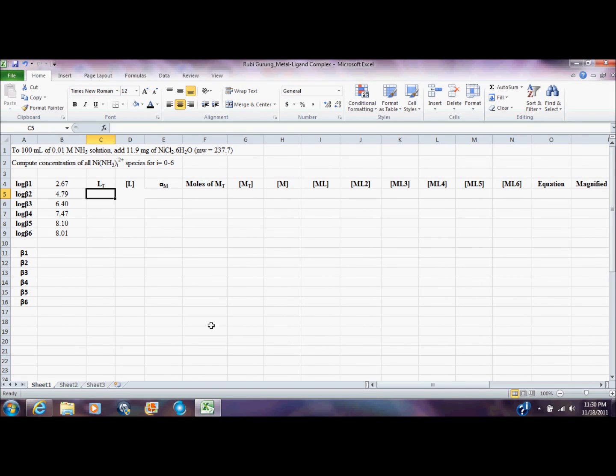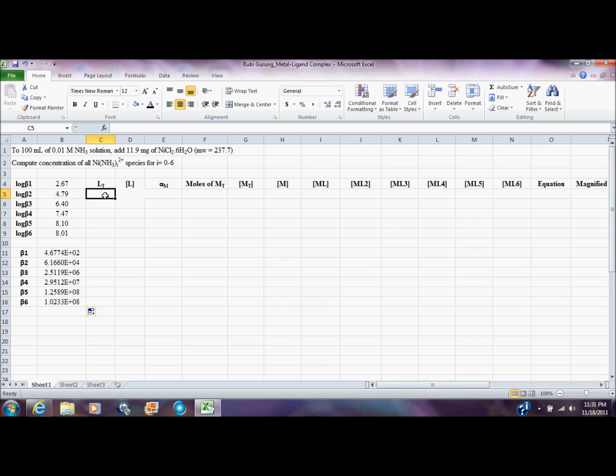Hello everyone. Today I'm going to do a problem on complexometric reaction. Here we are trying to calculate the concentration of metal ligand complex using Goal Seek. The question has already provided us with the log beta values. From this we can easily calculate the beta values, which is just equal to 10 raised to the log beta value. You can simply write this down and get the other beta values.